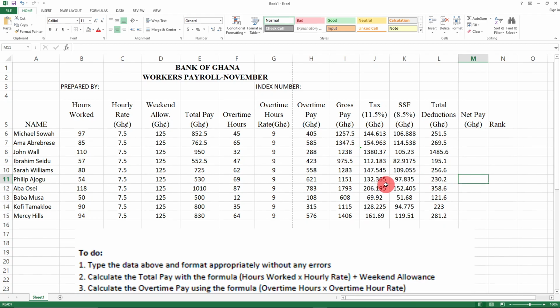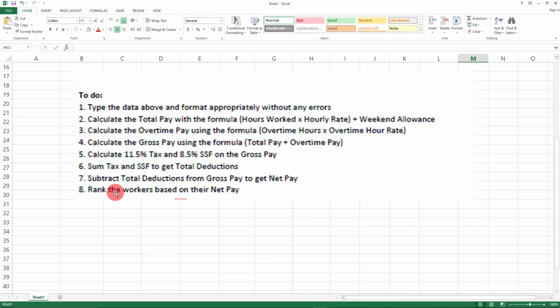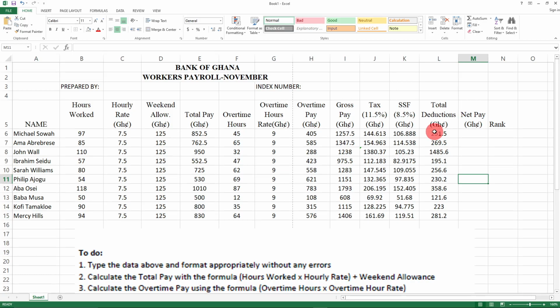So the question says to subtract total deductions from the gross pay to get net pay. After the deductions, what you are taking home is the net pay. This is the gross pay; they've not done any deductions on it. So after they've done the deductions, then you get a net pay.